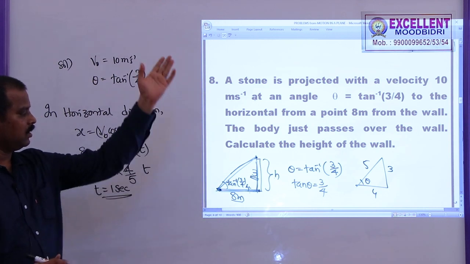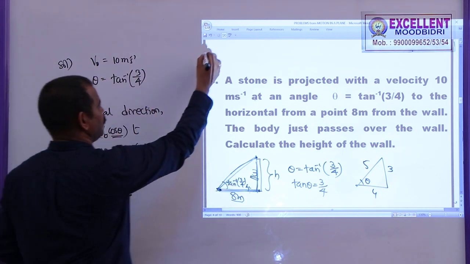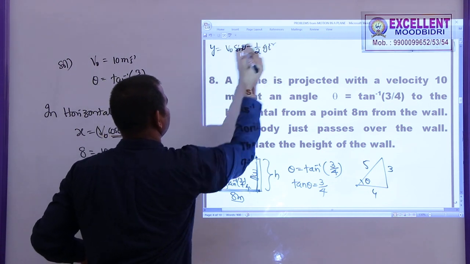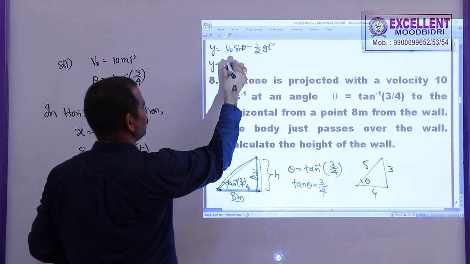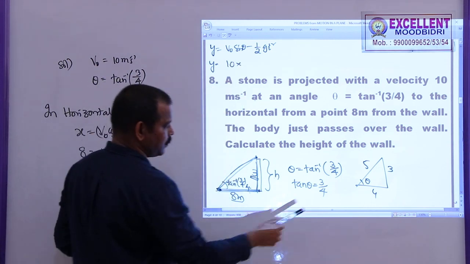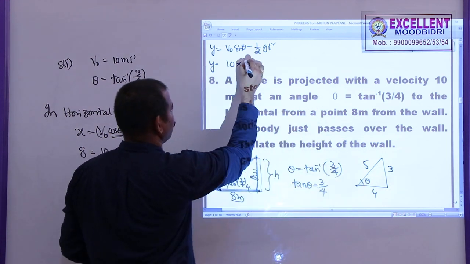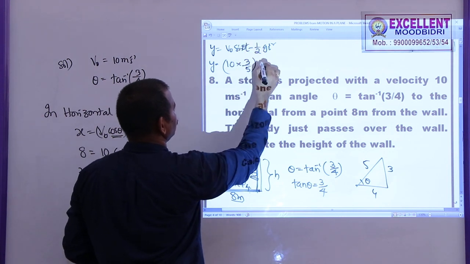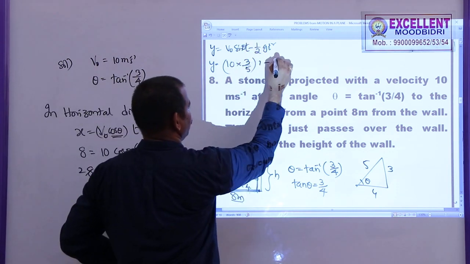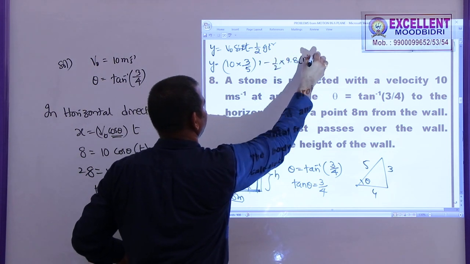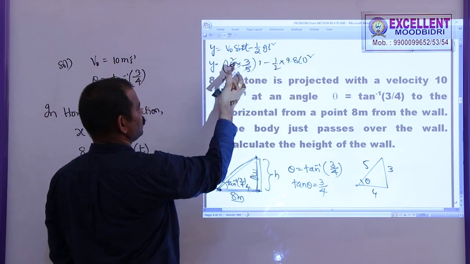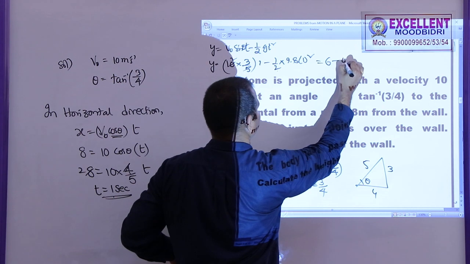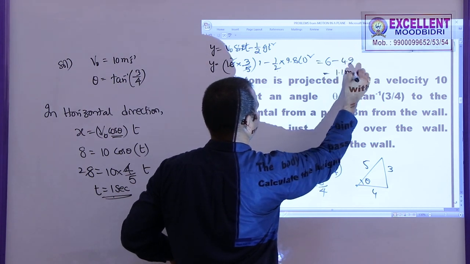So what is the height or the vertical displacement in 1 second? The vertical displacement y is equal to v0 sin theta t minus half g t square. Y is equal to the initial velocity, we know this is 10. And what is sin theta from this triangle? This is 3 by 5. So v0 sin theta into t, where t is equal to 1, minus half into 9.8 into 1. So this is 5 1s are 5, 5 2s, 2 3s are 6. So this is 6 minus 4.9. This is 4.9. So this is 1.1 meter.